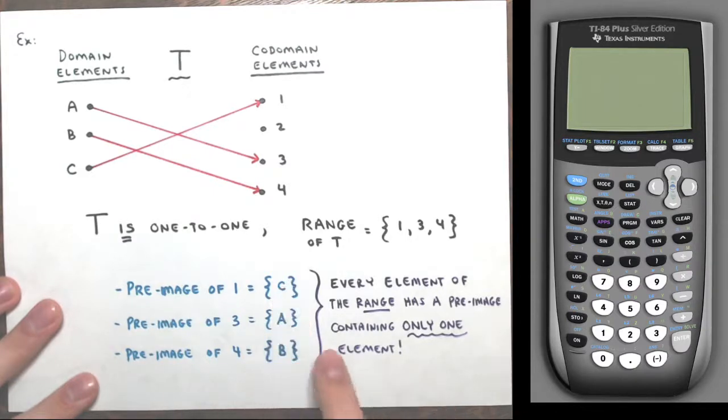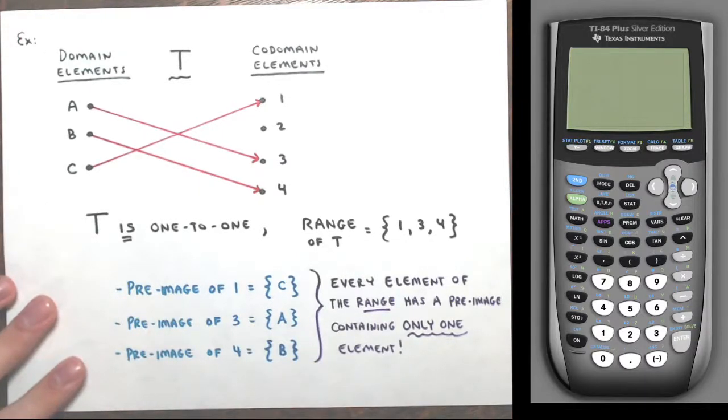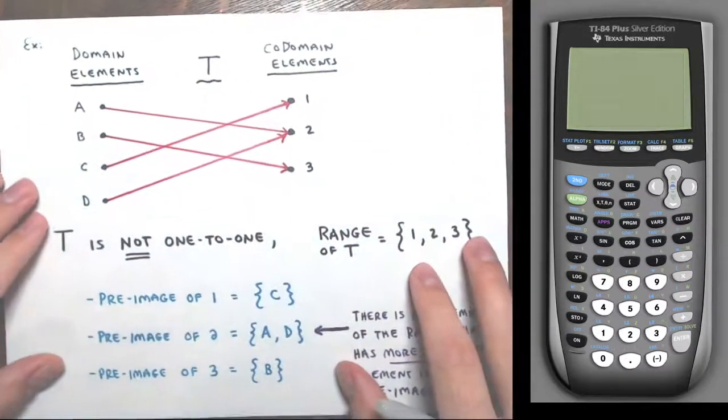And you see here, every element of the range has a pre-image containing only one element, with C, with A, with B. And that has to be the case when the transformation is considered 1 to 1. All right, then on my next page, I've got a simple example. Again, just a simple little mapping with finite numbers of elements in the domain and codomain.